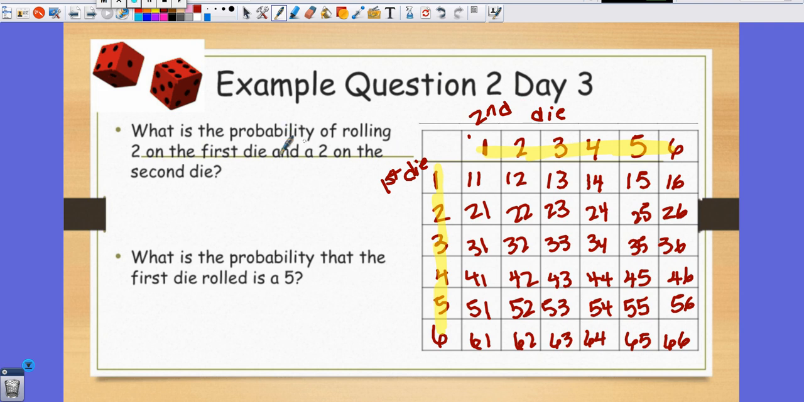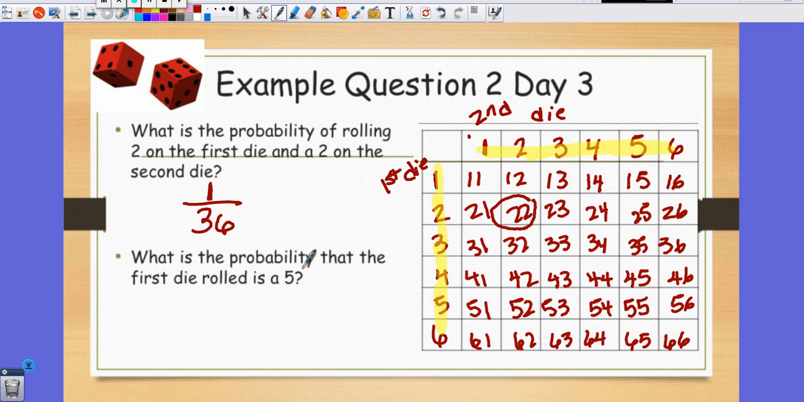All right, so what's the probability of rolling 2 on the first die and 2 on the second die? So we're looking for 2 and 2. So here is 2 on the first die and 2 on the second die. So the probability of rolling that is 1 out of the possible 36 samples for my total sample space.